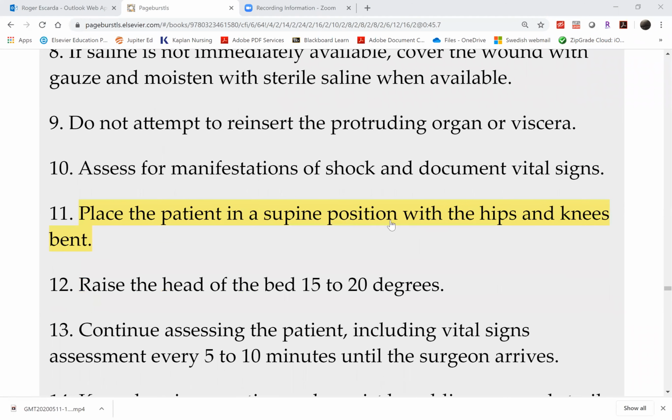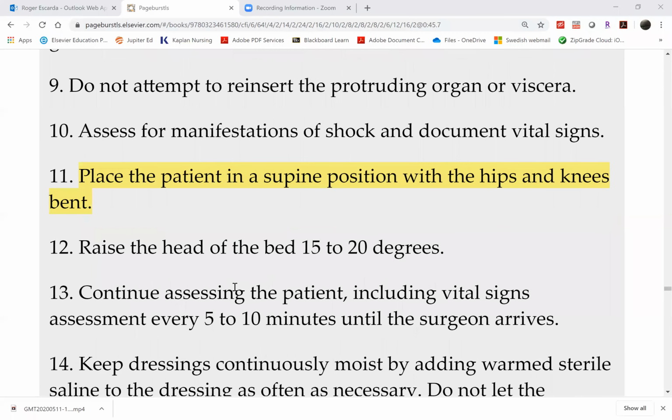And then place the patient. So how do you reconcile this 11 and 12? You put the patient with the hips and knees bent, but you can't raise the bed higher than 20 degrees. What do you call that position? Dorsal recumbent? Semi-Fowler? That's Sims. No. Dorsal recumbent. Dorsal recumbent is correct.